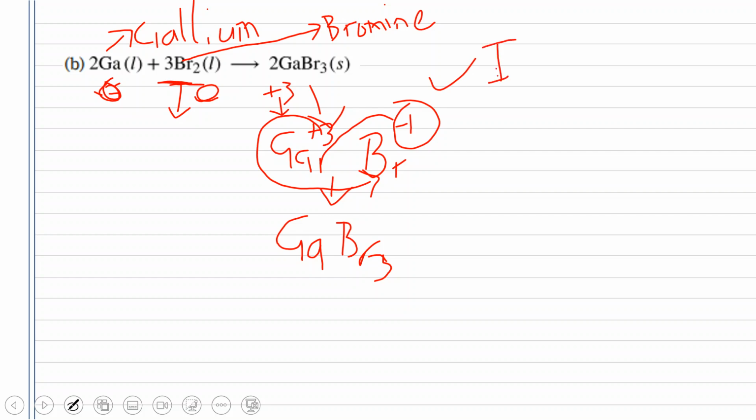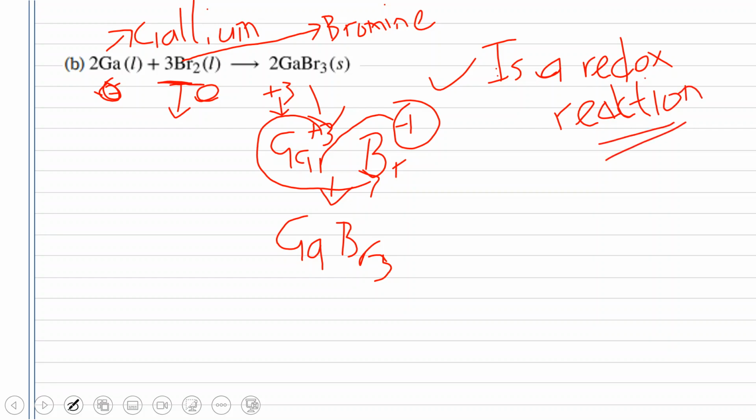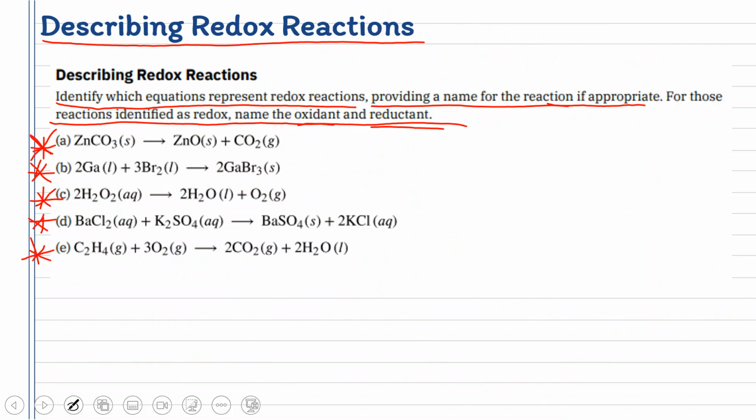So this reaction is a redox reaction. Great. Remember, what was the question? The question said to identify if it's a redox reaction. Now we know that it's a redox reaction. Now tell us which one is the oxidant or the oxidizing agent.